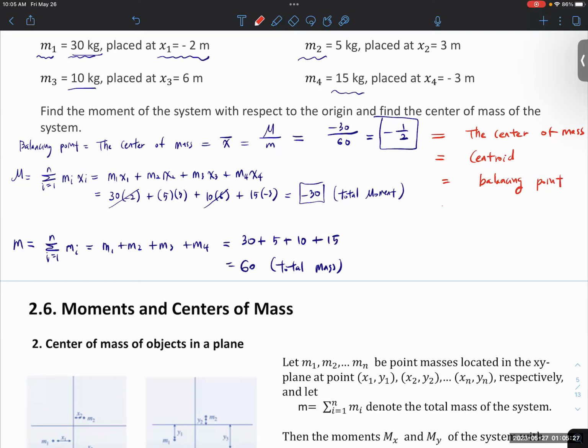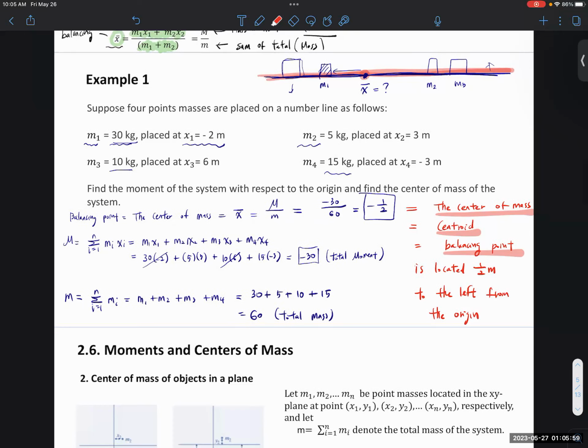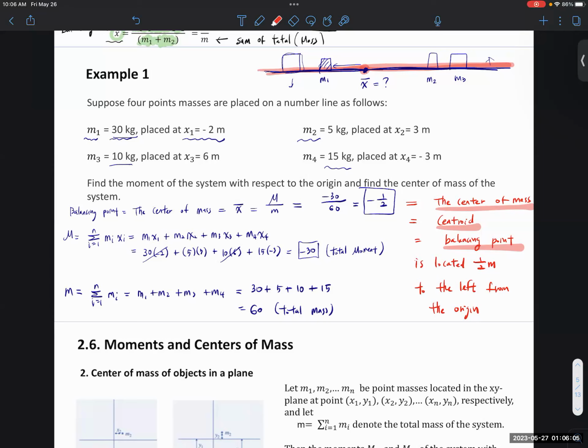So the centroid is located 1/2 meter to the left from the origin. So that's your center of mass, the balancing point. That's how you find it: when you're holding it here, nothing is going to tip up or down. They're exactly on the linear line. So that's how you can find the centroid. That's a pretty straightforward question.